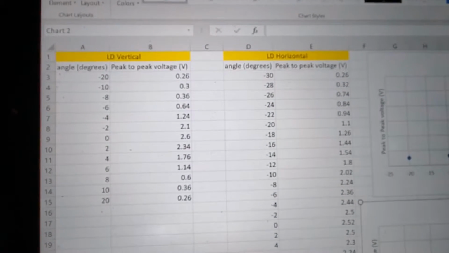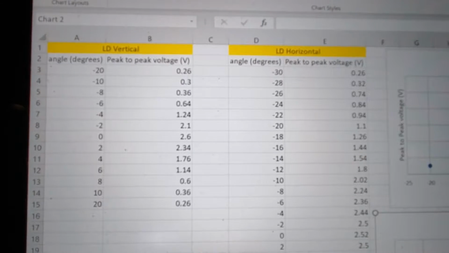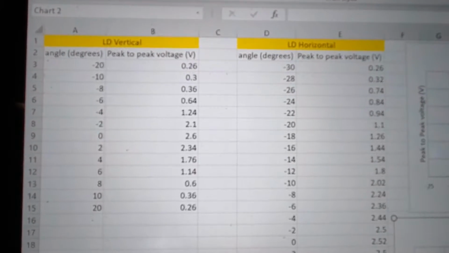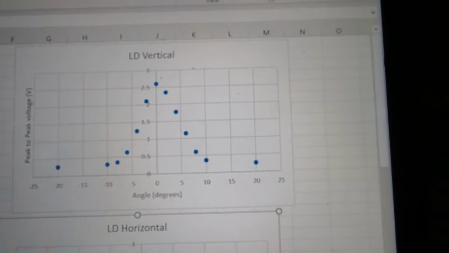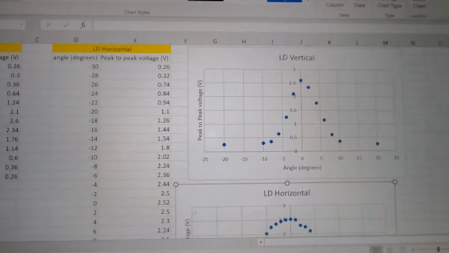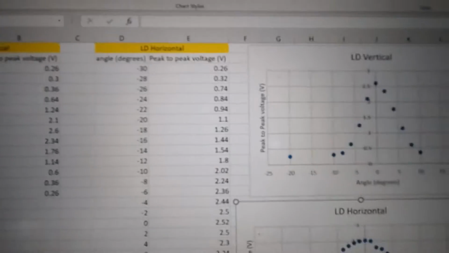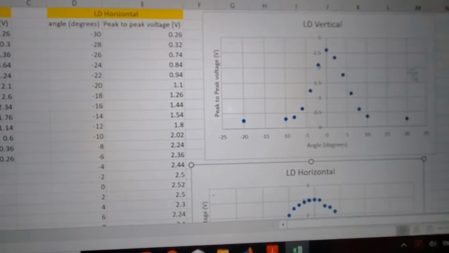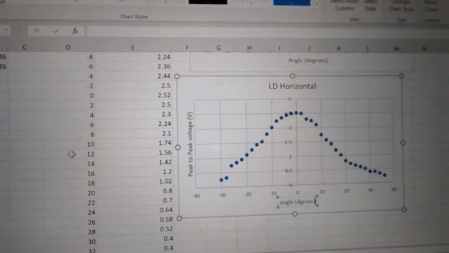When the laser diode was vertically aligned, we went in increments mostly of 2 degrees. And we got this very sharp curve because it takes a very small vertical area. And right here, when it's aligned horizontally, we had to use about the same increments, but it went over a much larger space.